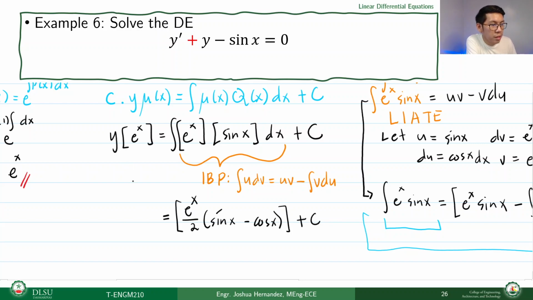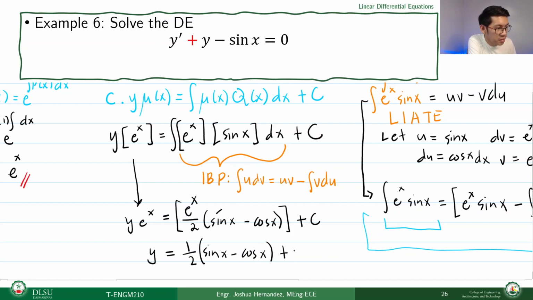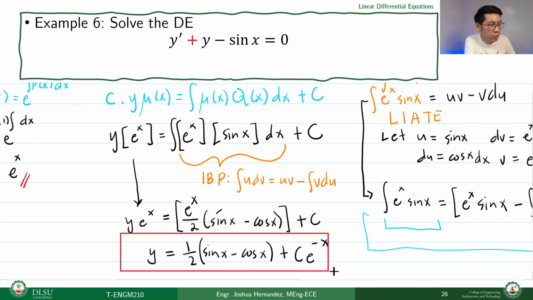So, of course, bring down y e to the x. If I want to express this in terms of y only, explicitly, magkakaroon ako ng 1/2 sine x minus cosine x plus c e raised to negative x. Ayan. And there we have it, ladies and gentlemen, our general solution.